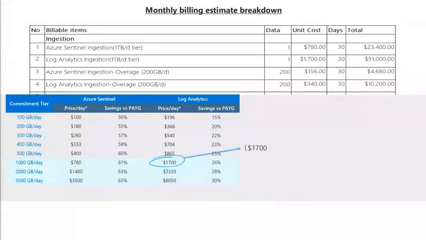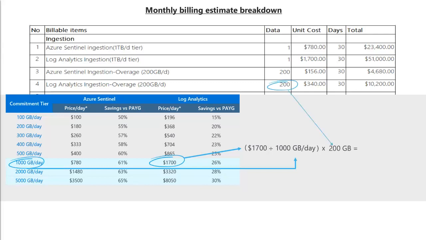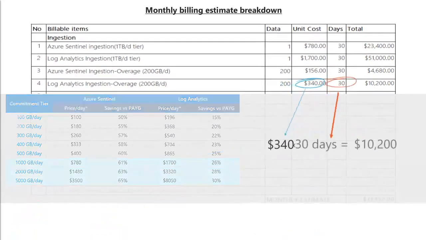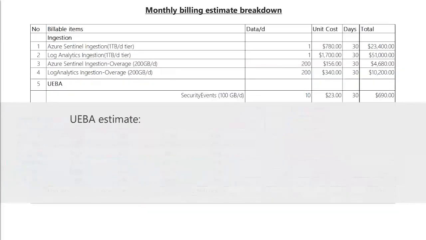Again, do the same thing for log analytics, because as you can see from the table, the costs for log analytics are different across the tiers. So for log analytics, we have a different price for the 1 terabyte tier, which is $1,700. Again, we get the unit price there at that effective tier rate. Multiply that again by the 200 GB, which represents our overage amount, and we get the day rate for that. Multiply that by 30 days, we end up with this total.